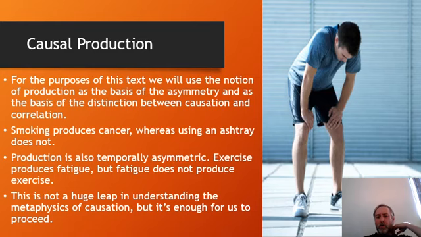So for the purposes of this course, and what they do in the text, we kind of just need to stop that conversation. It's an interesting conversation for another class, but not for this class. So they're going to use the notion of production as the basis of the asymmetry, and that'll also be the distinction between causation and correlation. Smoking produces cancer, right? Whereas using an ashtray does not produce cancer. Production is also temporally asymmetric, so exercise produces fatigue, but fatigue does not produce exercise.